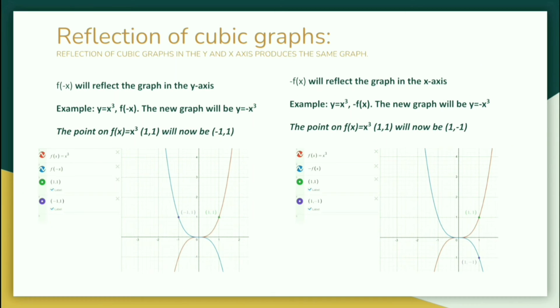For the reflection of cubic graphs, f(-x) will reflect the graph in the y-axis, and -f(x) will reflect the graph in the x-axis, and they will produce the same graph. For our example, y = x³, f(-x) will produce the graph y = -x³, and that will be the same for -f(x). However, for f(-x), the point (1, 1) will be (-1, 1), and for -f(x), (1, 1) will be (1, -1).